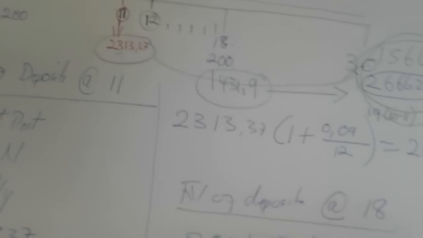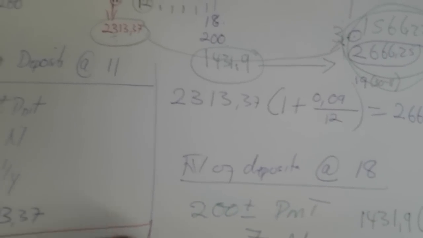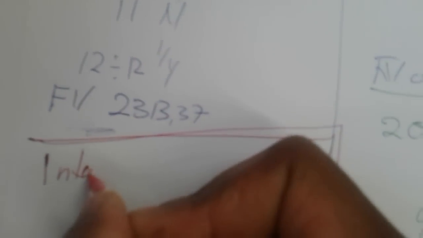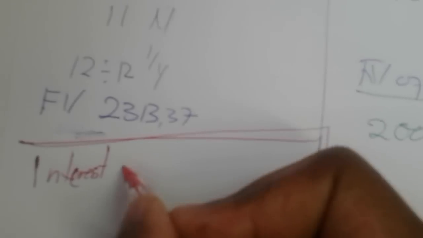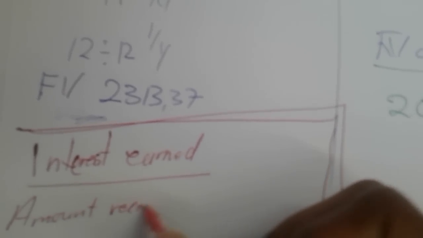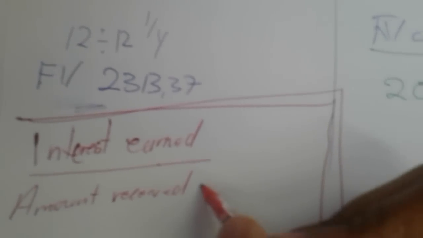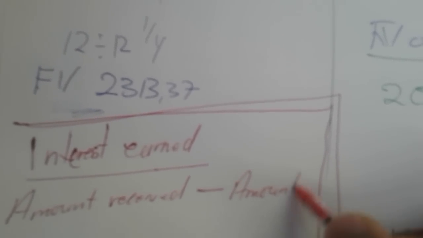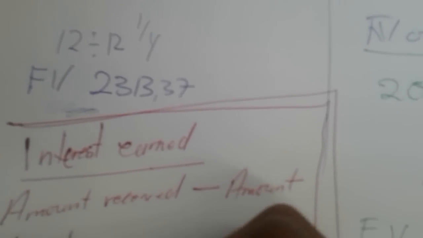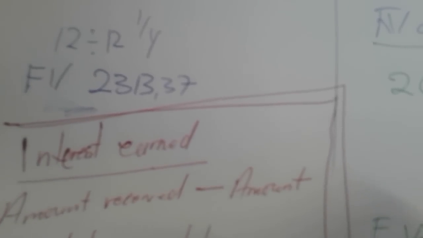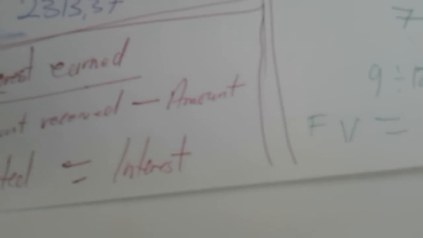Now the second part says calculate the interest earned. Remember I explained it just before, but you might have forgotten that. Interest earned is equal to amount received minus amount invested. So this gives you your interest earned, or just interest.